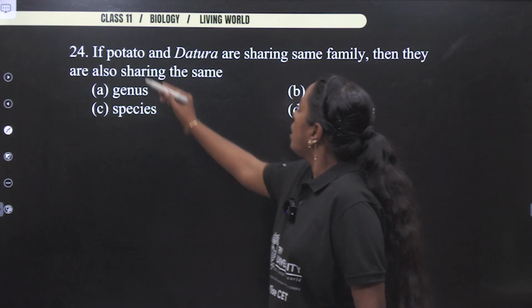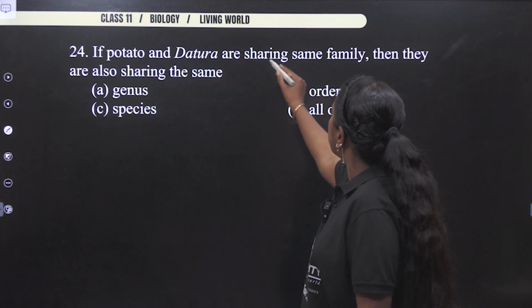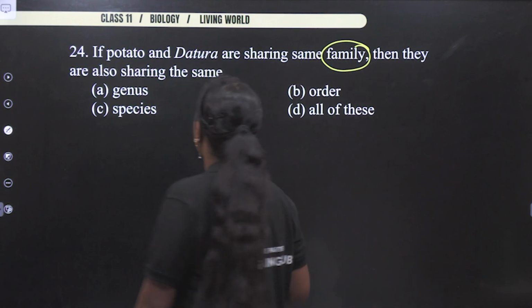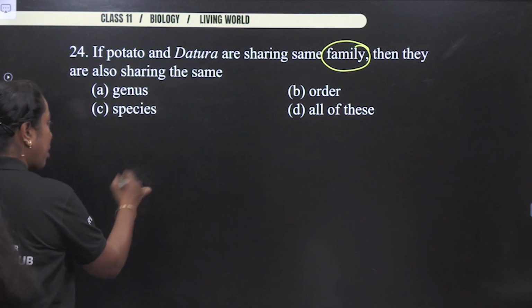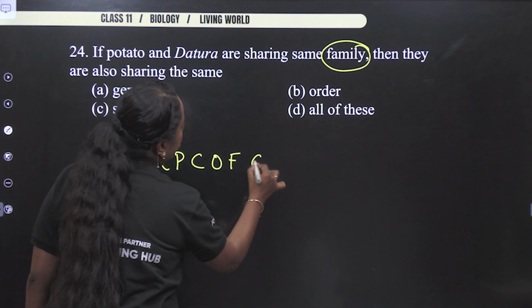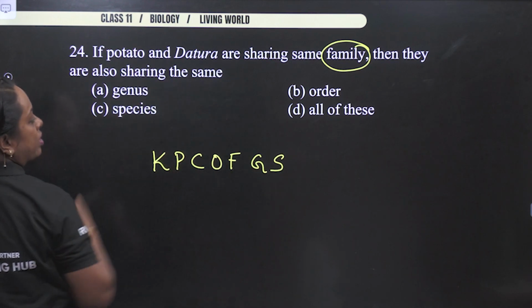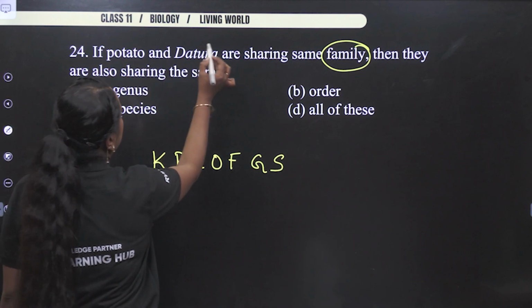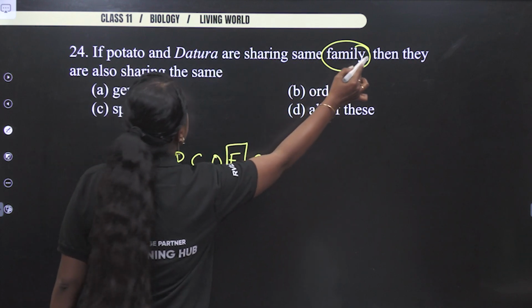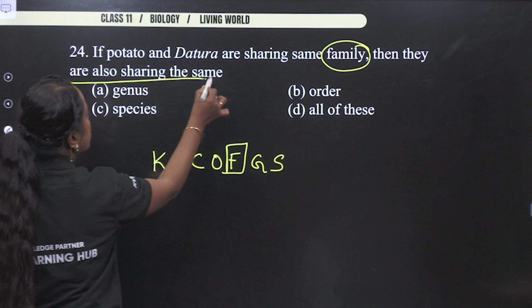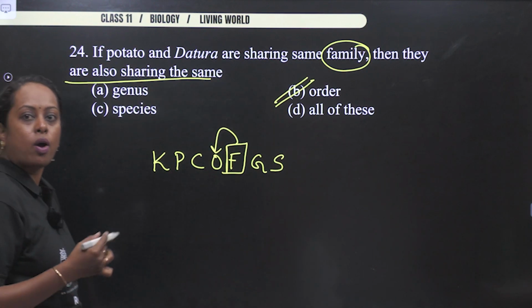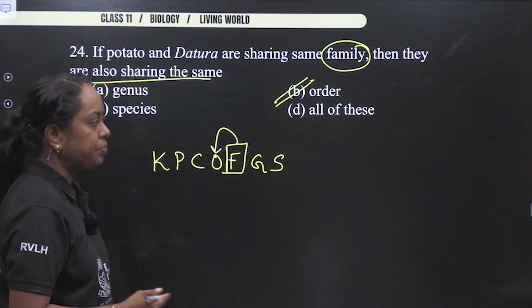Okay. If potato and datura are sharing the same family, then they are also sharing the same. Again, I'm writing the same thing. King Philip came over for good soup. Now read the question. If potato and datura are sharing the same family, then they also are sharing the same order. So thereby your answer becomes option B.